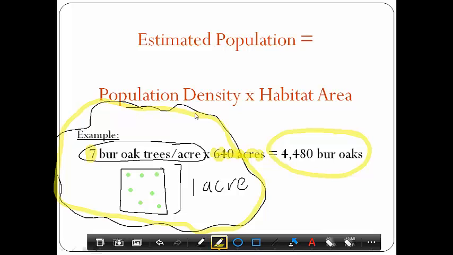So this is a quicker, probably easier way to get an idea of how many organisms are living in an area without having to count all the organisms in that area. So again, the estimated population is the density, so how many oak trees were in this first little plot, times the entire habitat area.